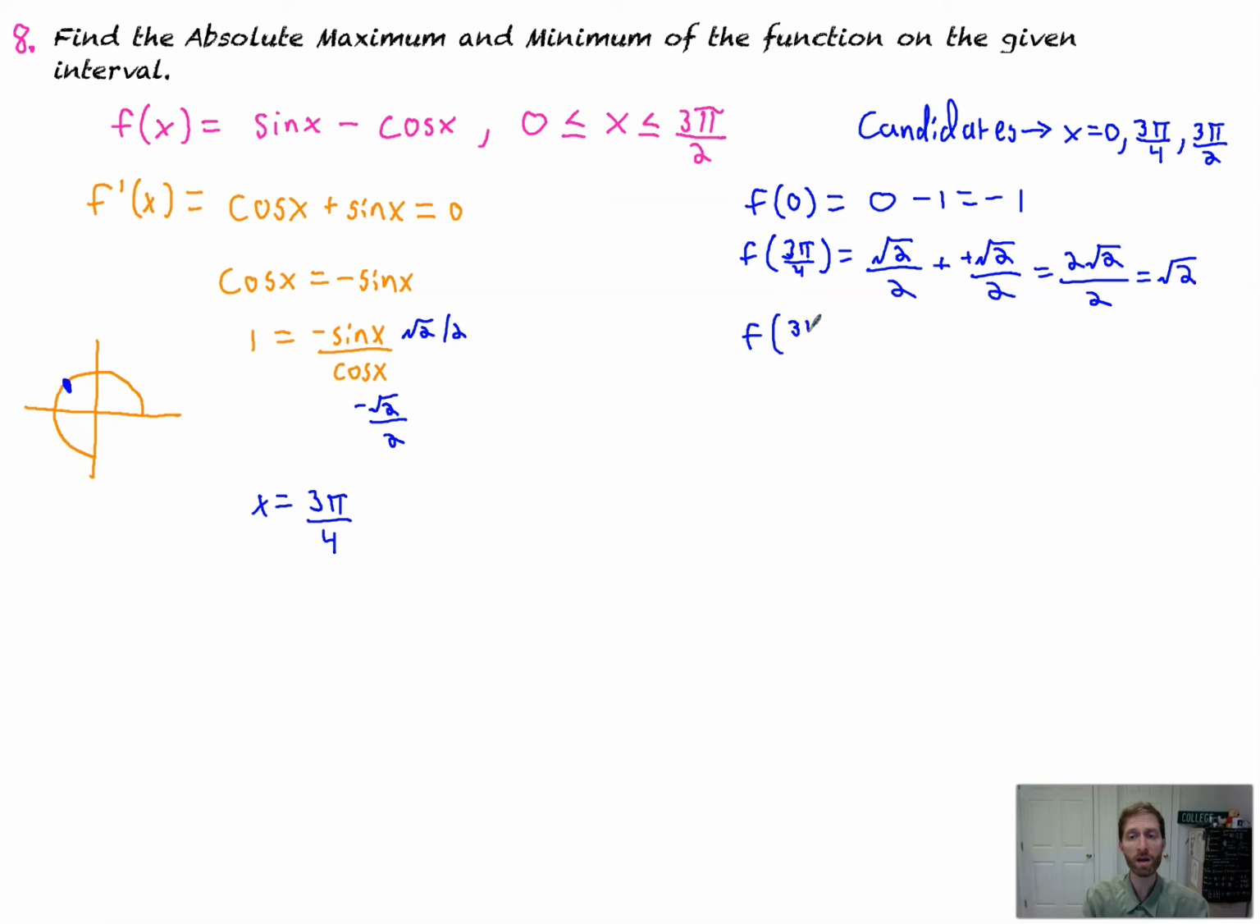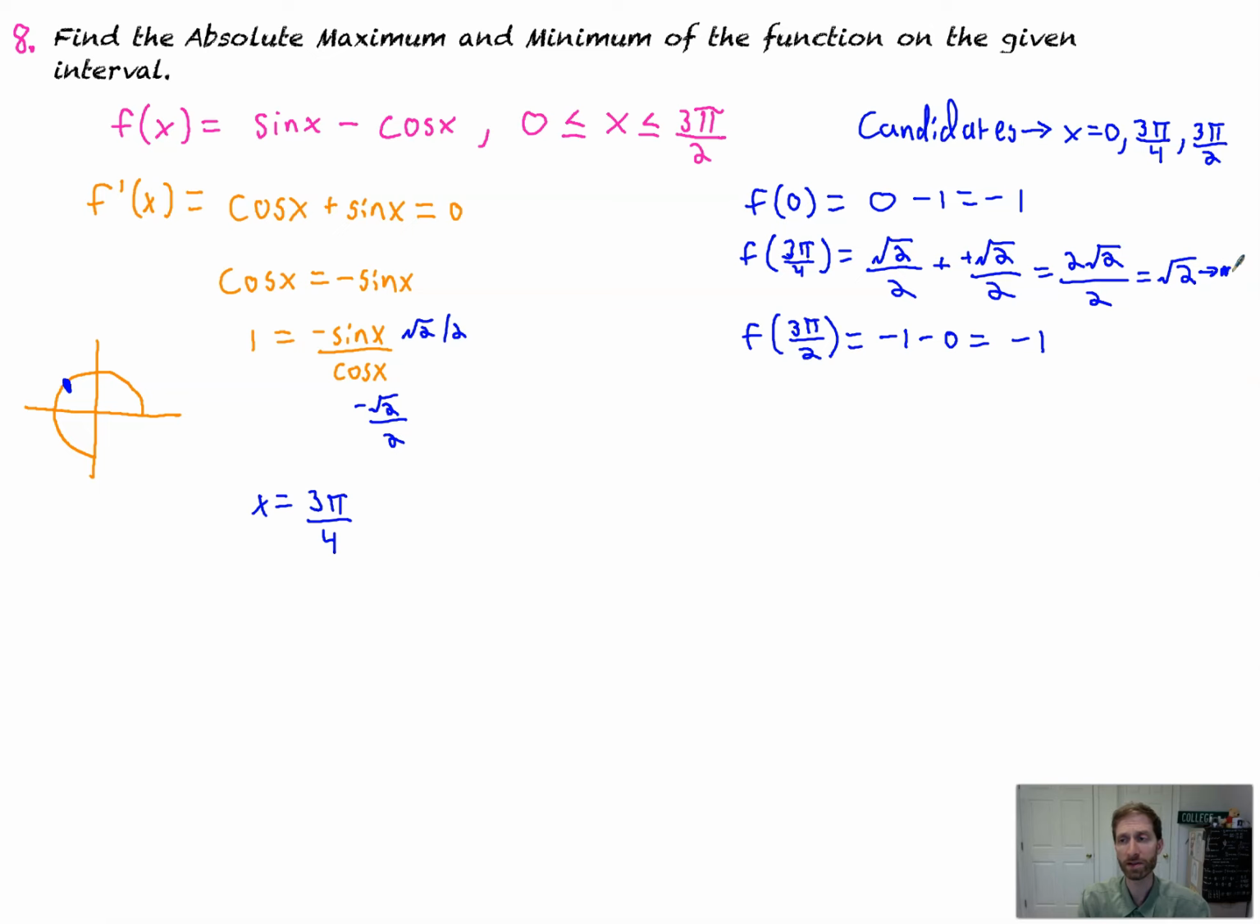Let's check our endpoint. F of 3 pi over 2. Well, that is equal to sine of 3 pi over 2, which is negative 1, minus cosine of 3 pi over 2, which is 0. That's equal to negative 1. What that means is we have a shared minimum and one single maximum.